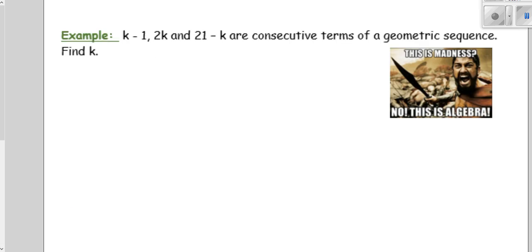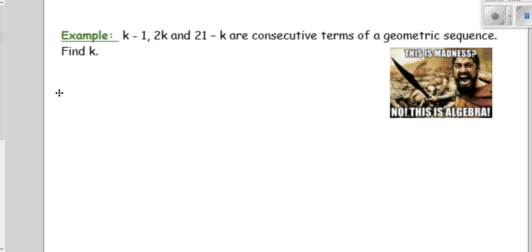So again, we've got versions where maybe the sequence is written in algebra. First term, second term, third term. So they're told that they're consecutive terms, one after the other, of a geometric sequence. So find K. Remember they've got a consistent R. When it was arithmetic, we had to do that term minus that term and set it equal to that term minus that term. But this time, because it's geometric, it's that term divided by that term and set it equal to that term divided by that term.